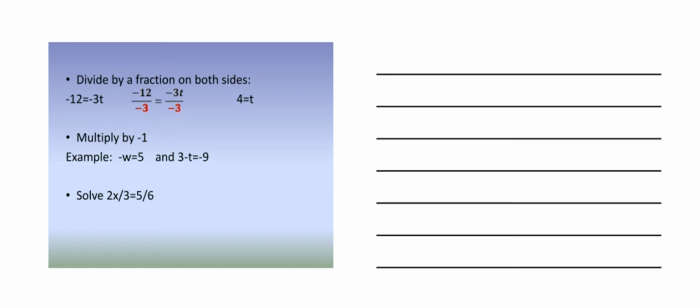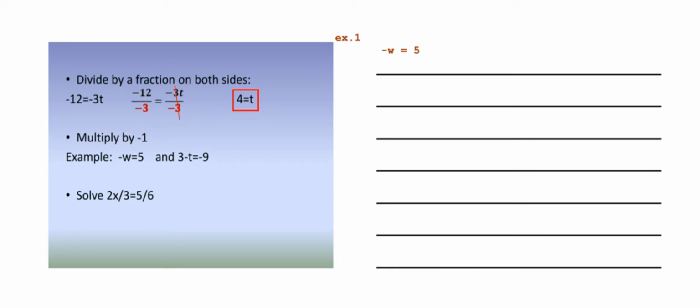Negative 3 divided by negative 3 cancels out. Negative 12 divided by negative 3, that gives us negative, negative, positive. 12 divided by 3 is 4. So there's your final answer. Okay, example number 1 there.